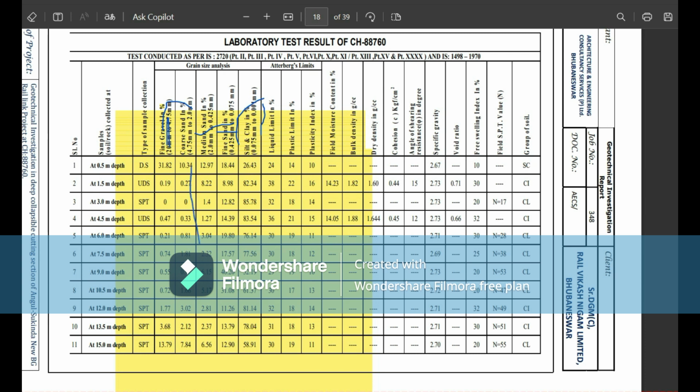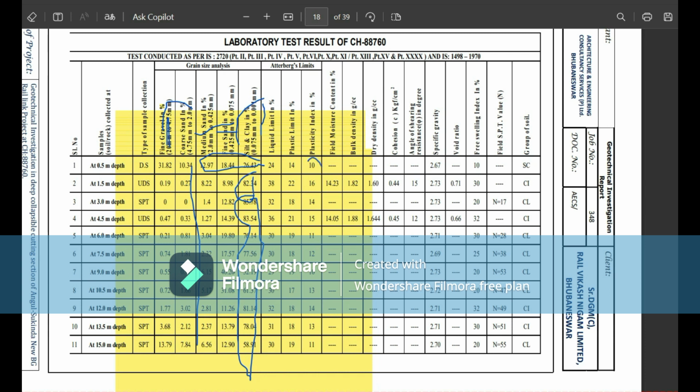So gravel is found in a lower percentage. The maximum percentage is sandy and silty. Silt percentage is greater than 50%. Here you can see the silt percentage is greater than 50%. It is silty and clay.